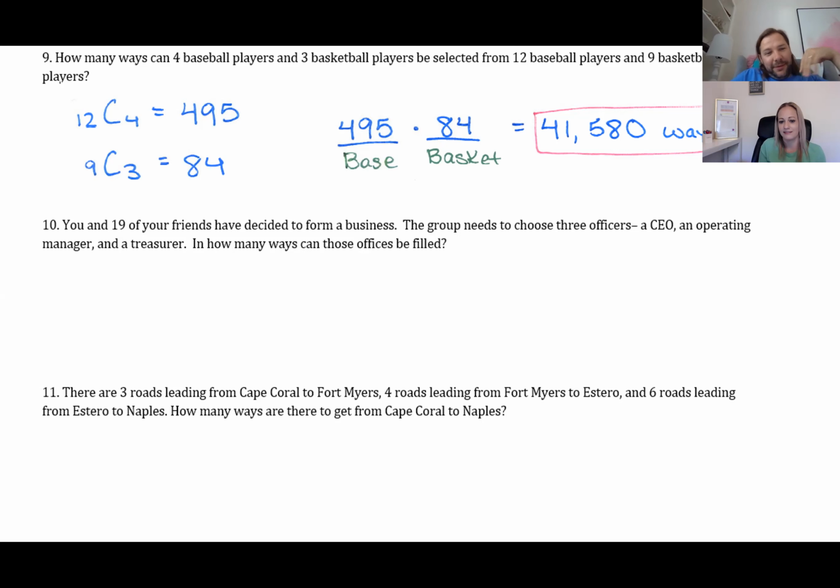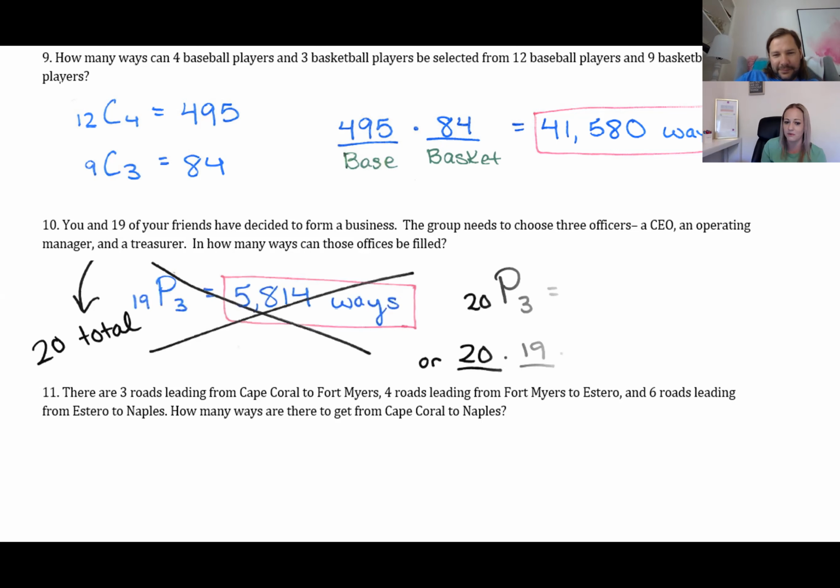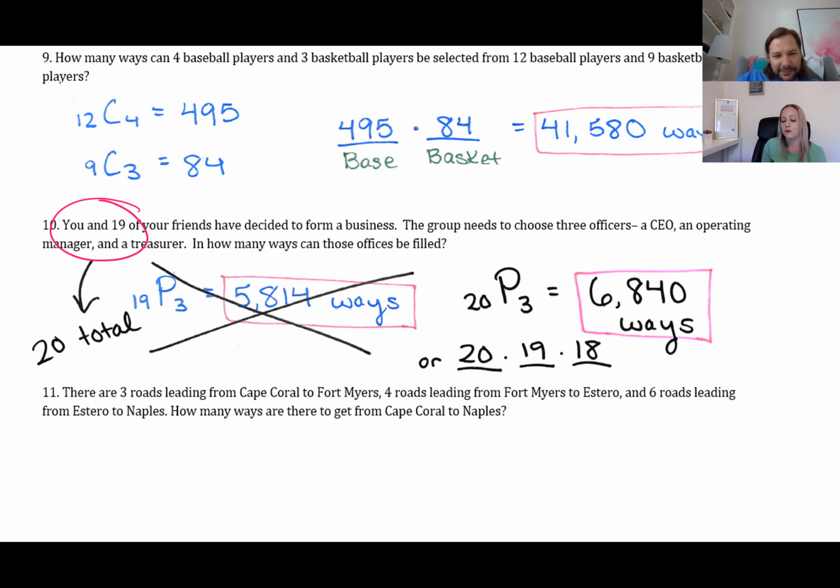Because you and 19 of your friends. Yeah, so you've got to read carefully. It's you and 19 of your friends, so really there are 20 people total that you're permuting. So 20P3. Or you can view it as you have 20 people to choose from to be the CEO, then 19 people to choose from to be the operating manager, and then 18 for the treasurer. Either way, you should get 6,840 ways.